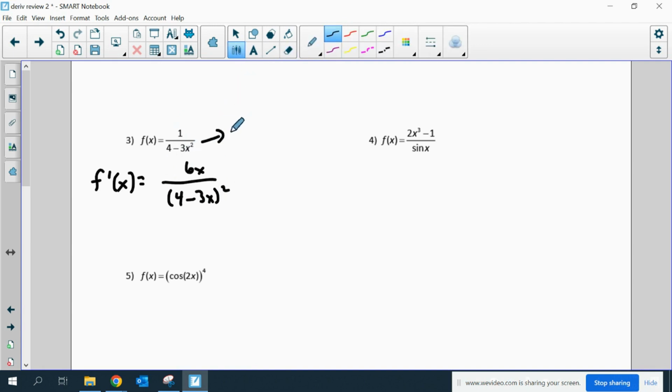Or I could rewrite this as 4 minus 3x squared to the negative 1 and treat it like a chain rule. So I could do it that way. So f prime of x is negative 1 times 4 minus 3x squared to the negative 2.